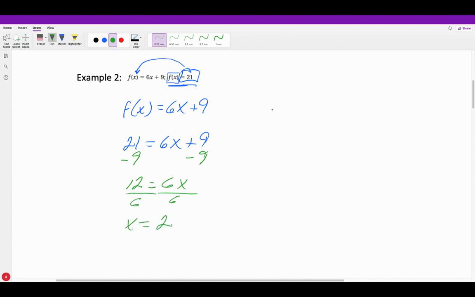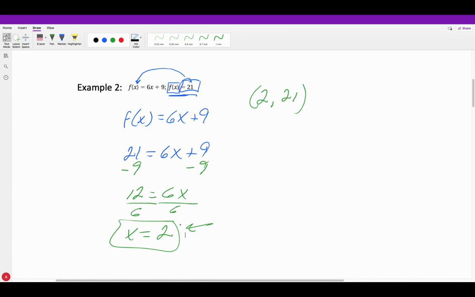All right, so once again, we can write it as just x is equal to 2 in this case, because we're just trying to solve for what x is. Or if you wanted to write it as an ordered pair, that would be fine as well with me. But this is all you need to do for this one, because we're just asked to solve for x when our function is 21. All right, so those are the first 2 learning objectives. So now let's move on to the next ones.